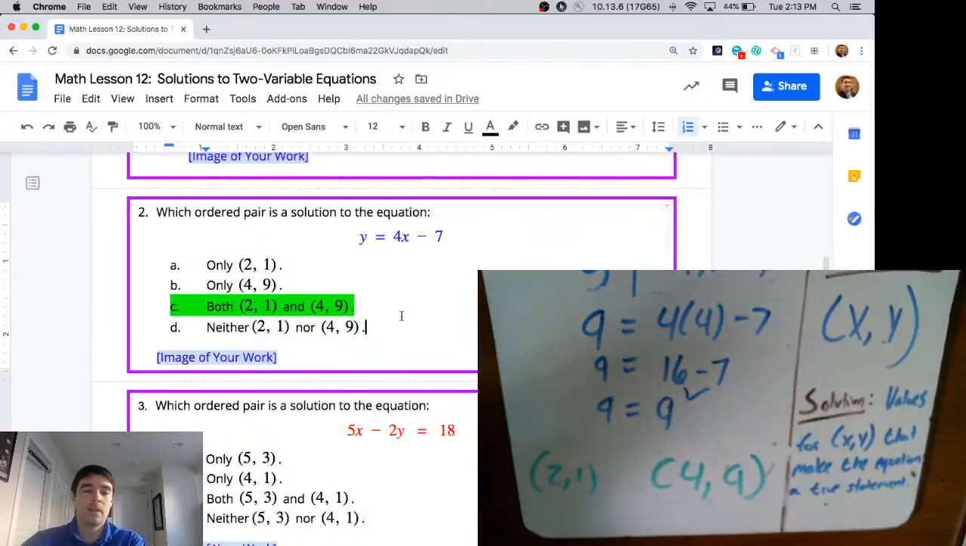So again, anytime they're asking which ones of these ordered pairs, these x, y numbers sitting in parentheses, are solutions, you need to plug in the x and the y number into the equation and see if it works.